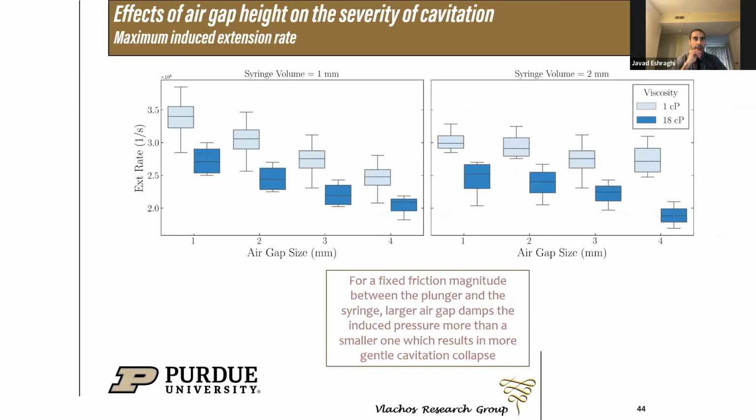Now we'll see how the air gap size affects the severity of the cavitation. Here, by air gap size, we refer to the distance between the plunger position and the surface of the drug column. Again, we have the 2 ml syringe and 1 ml syringe, and this time we are changing the air gap size from 1 millimeter to 4 millimeters at a constant spring force. The average extension rate in each configuration indicates that the most severe cavitation occurs in a syringe with a smaller air gap size.